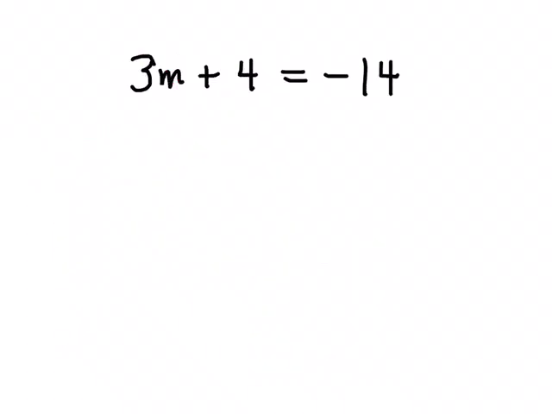If we have 3 multiplied by a number, the variable that represents it is m, plus 4 is equal to negative 14. So what's the first step here? What do we want to get rid of on the left side? We have our left side and our right side. What do you want to get rid of first on the left side? Plus 4.